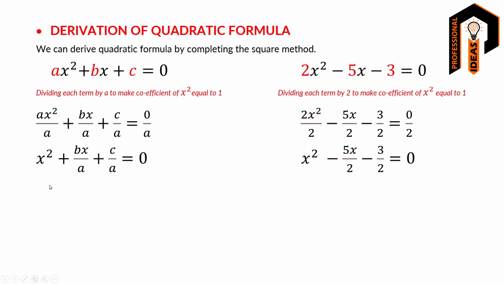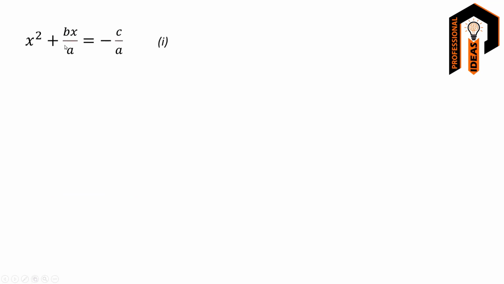Step number 2 is shifting the constant term c over a to the right, and shifting the constant term minus 3 over 2 to the right. The equation becomes x square plus b over a x is equal to minus c over a, and x square minus 5 over 2 x is equal to 3 by 2.